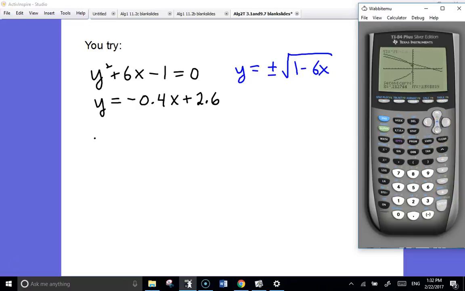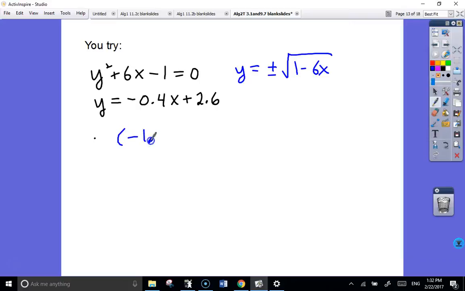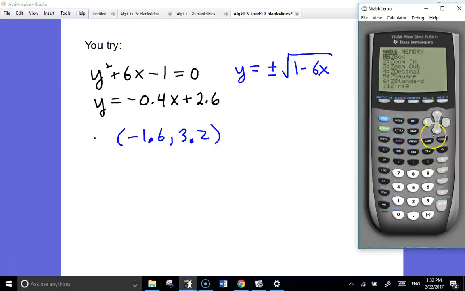No, I need it with the straight line. Okay, now I'm on the straight line. Enter, enter. And negative 1.6, 3.2. Okay, next, zoom out, zoom 3, enter.